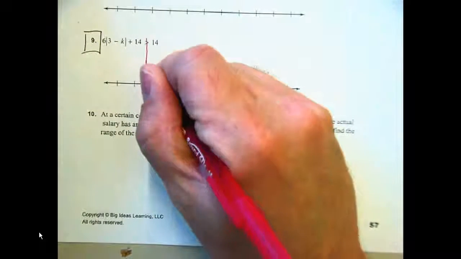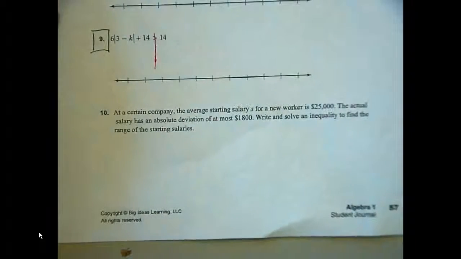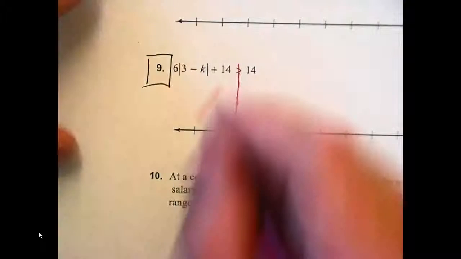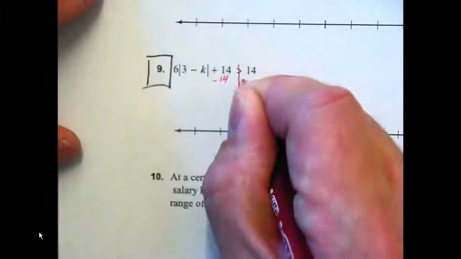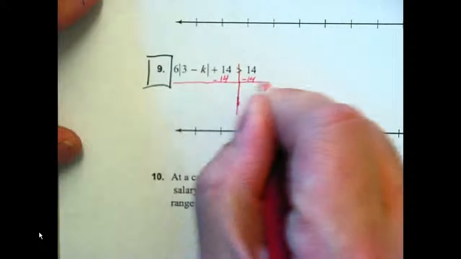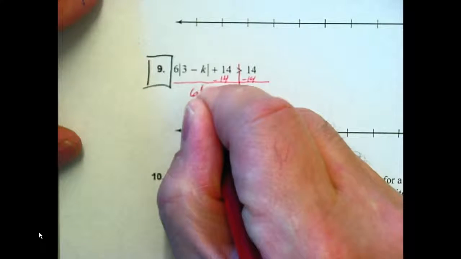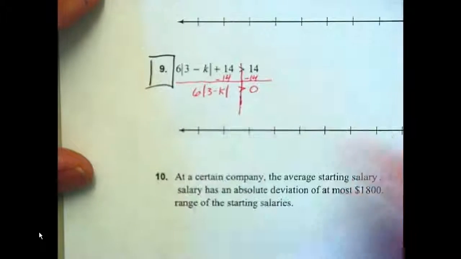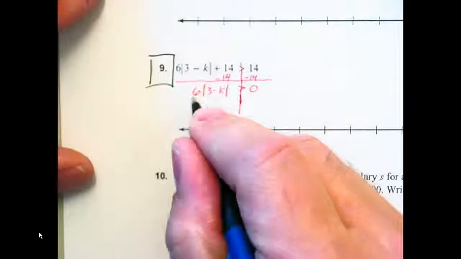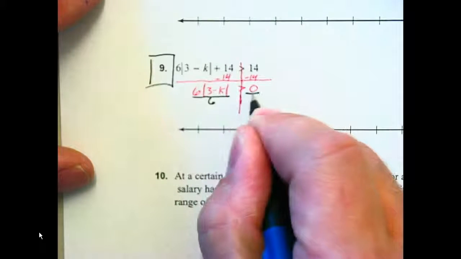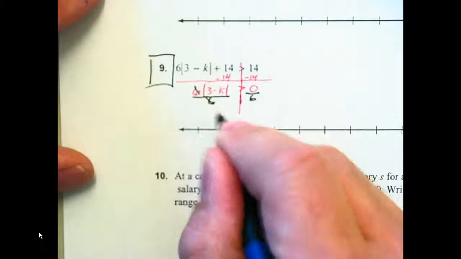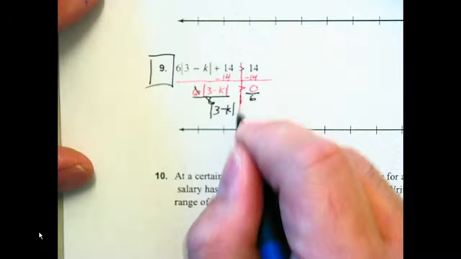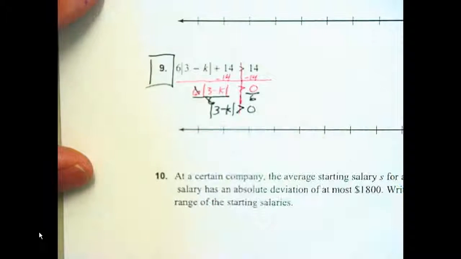What's my first step? Subtract 14. I got to get the absolute value alone first. When I subtract 14, what happens? Yeah, you get all this junk right here is greater than or equal to 0. And then what do we have to do? Divide by 6. When I divide 0 by 6, what do I get? 0. It's like having a bunch of nothing that you share with 6 people. Each of them get nothing.